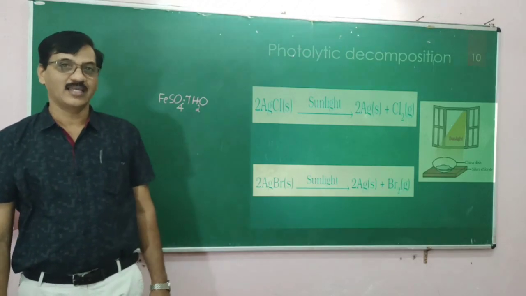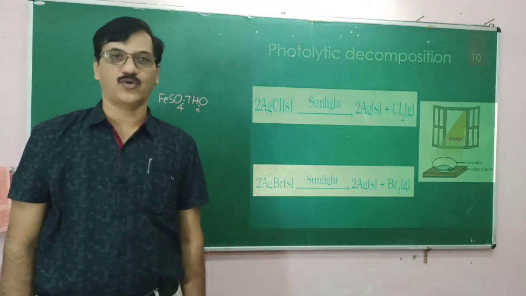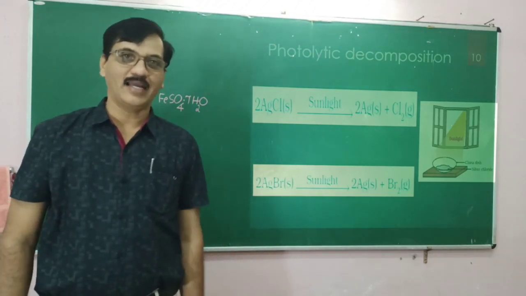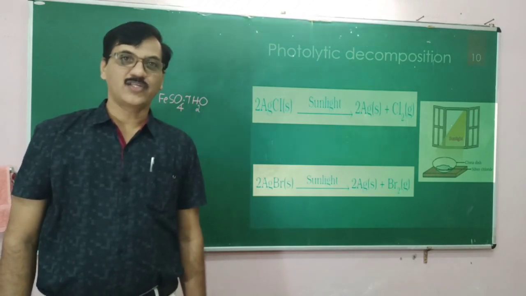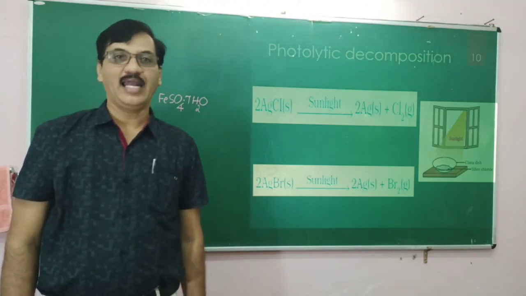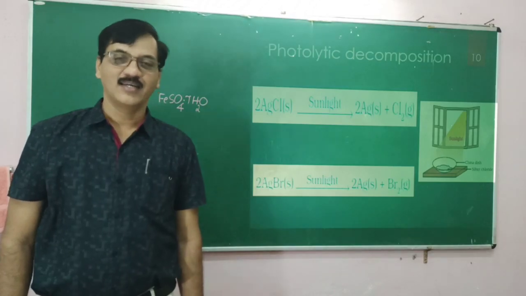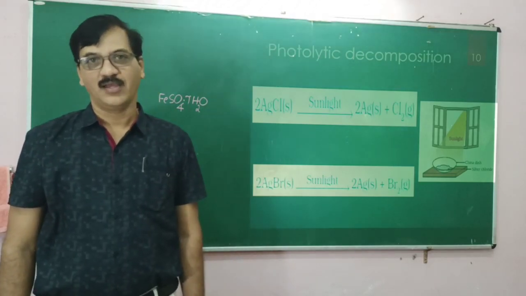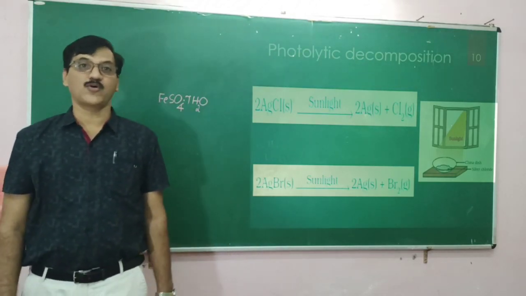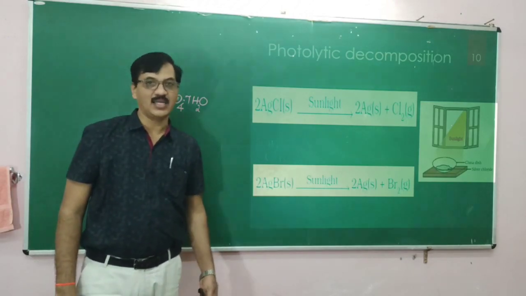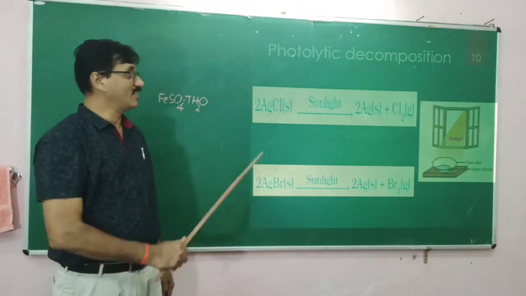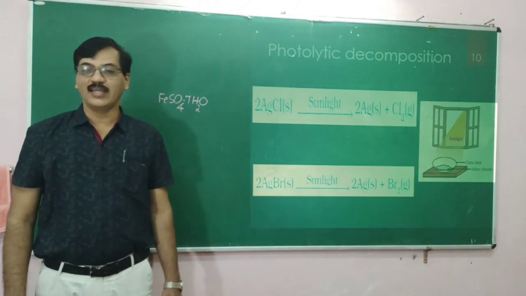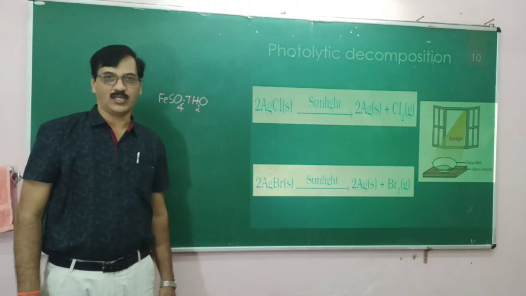So these are used in black and white photography. You know that in black and white photography, films were used, and when they are exposed to light, there will be a deposit of silver. And the deposit of silver is proportionate to the incoming light. Therefore, these reactions were made use of in black and white photography.